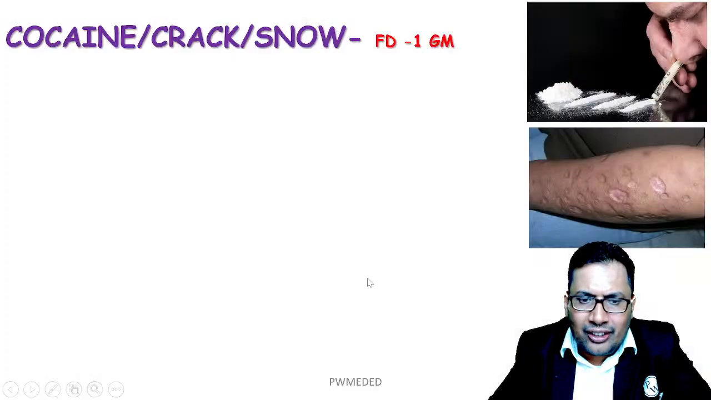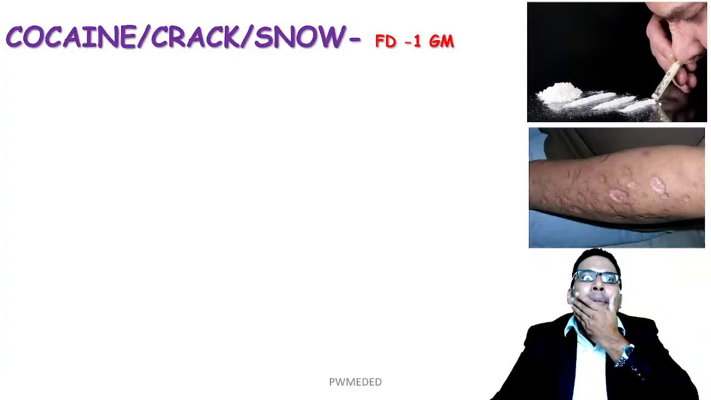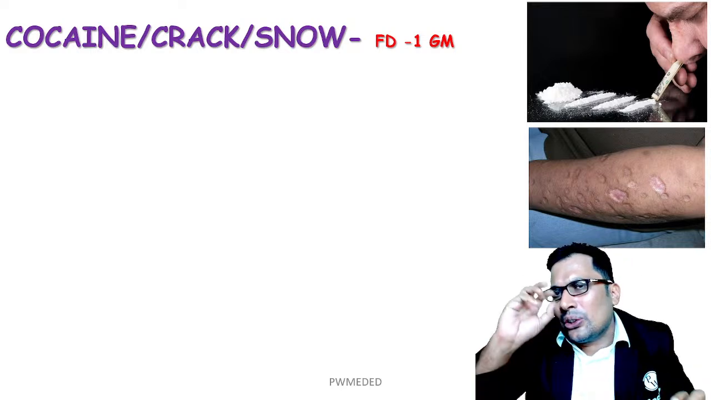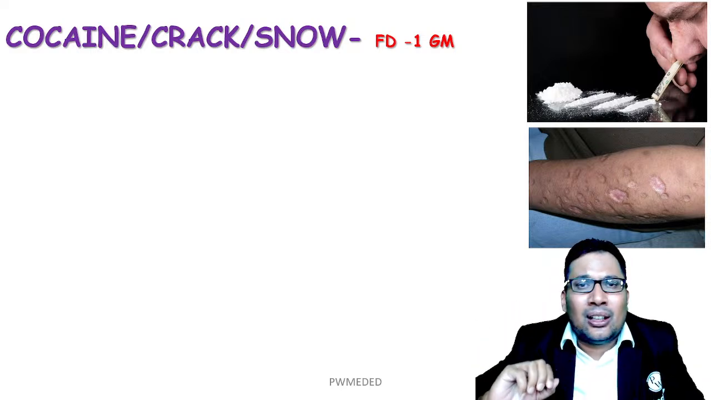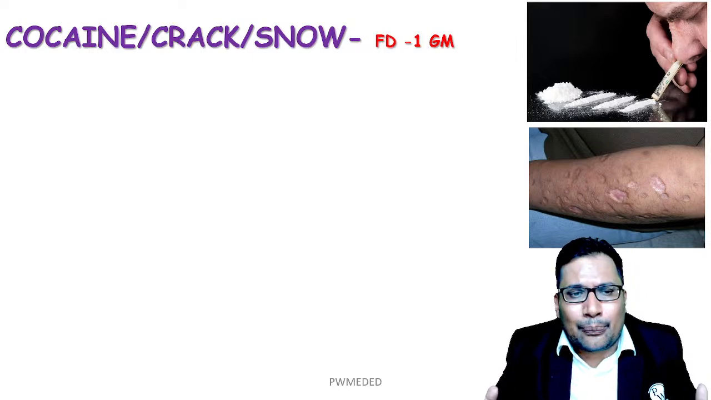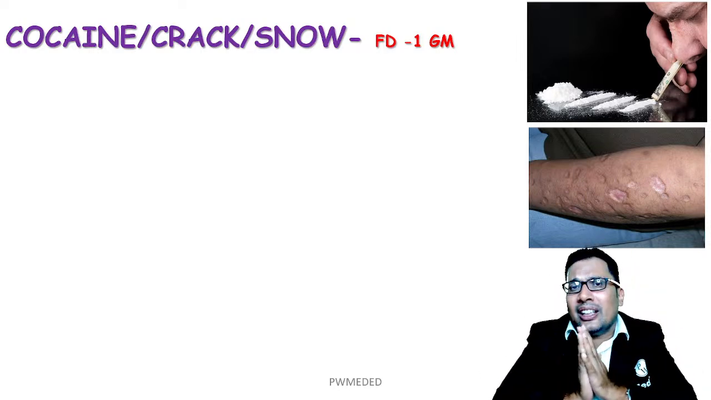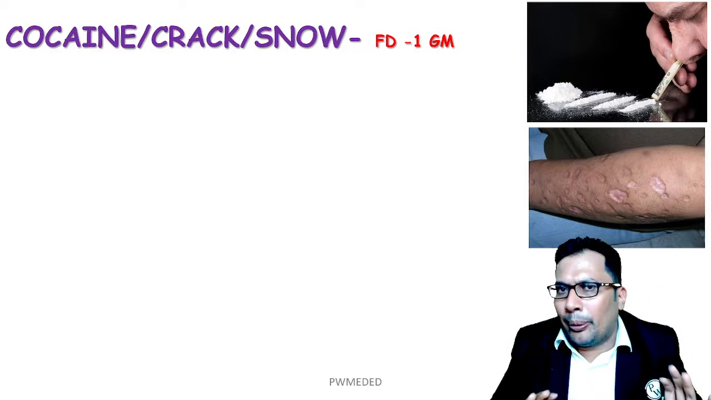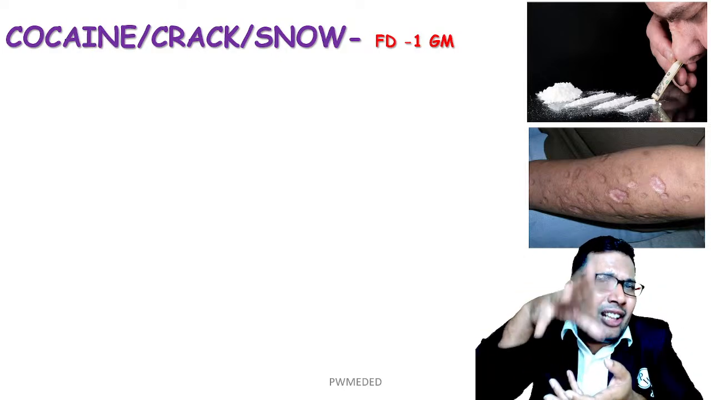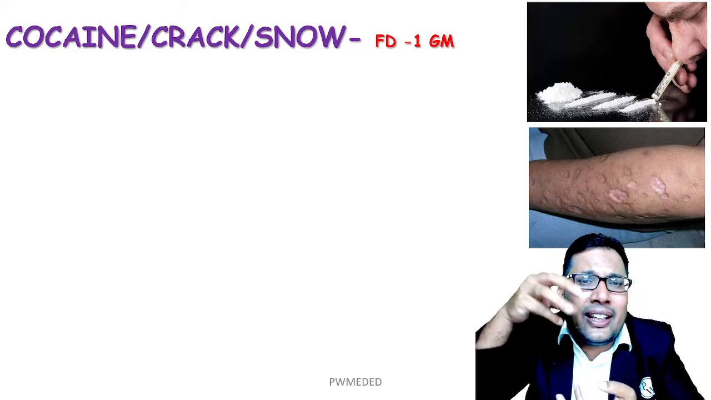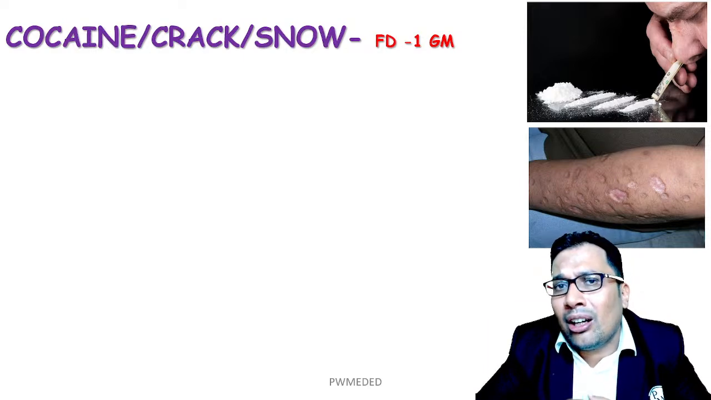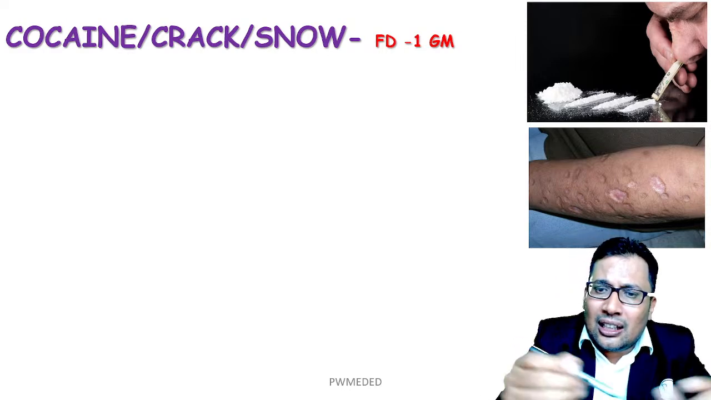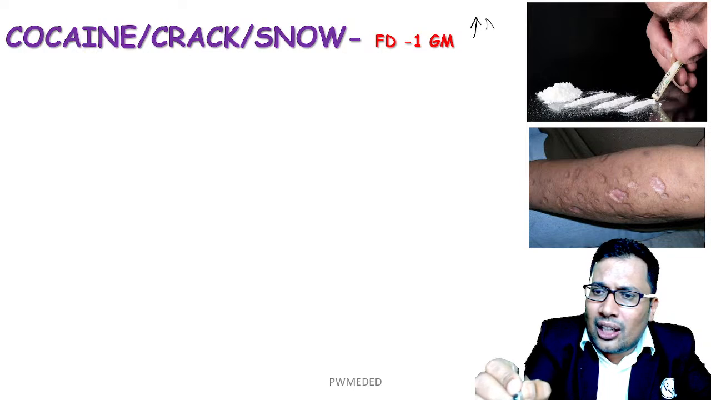So cocaine is a very important topic. Let me discuss it, because cocaine is asked in INICET. It is also asked in your NEET PG exam and also the FMGE exam, many exams. So cocaine is a very, very important topic, you can say an ultra important topic. What will cocaine do? Cocaine will inhibit the reuptake of norepinephrine in the brain. It will cause an increase in the levels of norepinephrine.